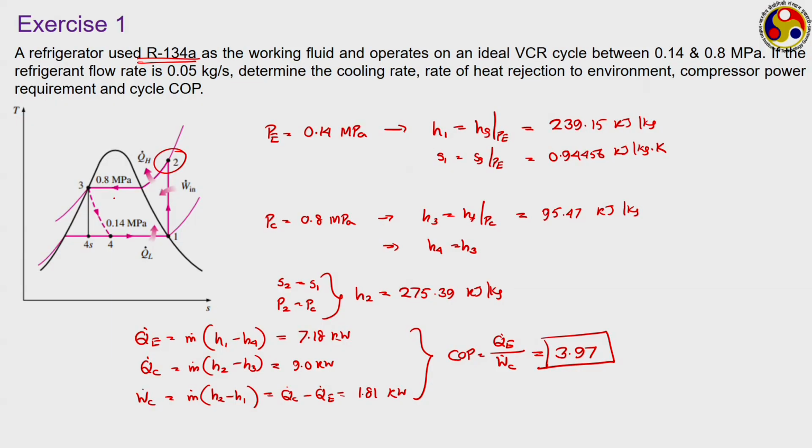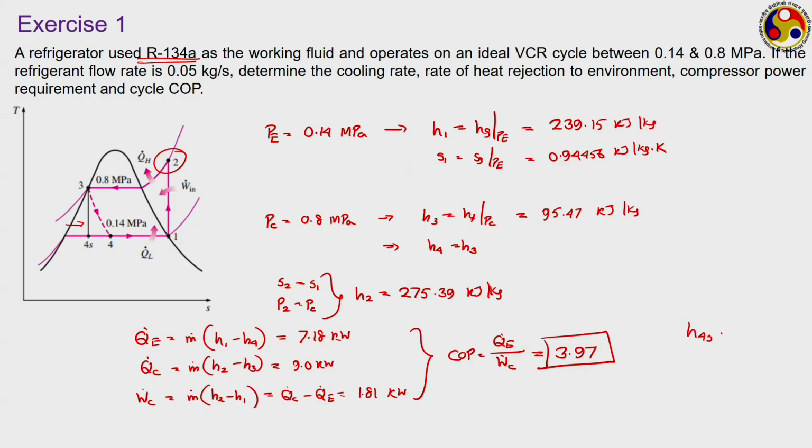Instead of using a throttling valve, if we are using a turbine here, that is instead of having process 3 to 4, if we are going by process 3 to 4S, where 4S refers to the exit state for the turbine, then you have to repeat the calculation for all these parameters. The only information that you need in this case is the value of H4S.